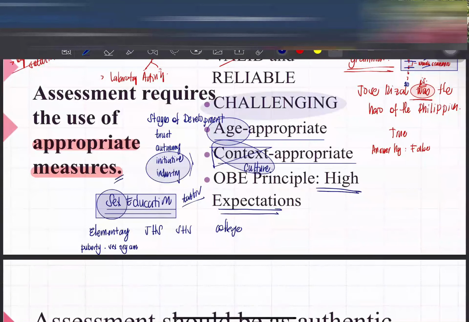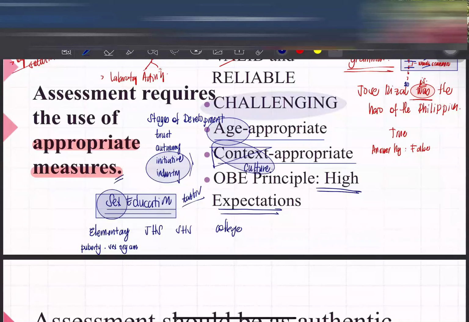If you are looking at students, if you are looking at pupils as idiots, if you are looking at them as individuals who are not capable of learning, they will not be capable of learning. Okay? That's not how a teacher sees students and pupils. As a teacher, you should have high expectations on them. So ano pong ibig sabihin ng high expectations?